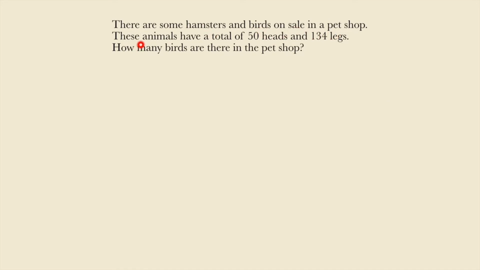There are some hamsters, that's 4 legs each, and birds, 2 legs each, on sale in the pet shop. These animals have a total of 50 heads. Hang on, is that another way of telling us that we have 50 animals altogether? Because each hamster and each bird has 1 head, right? So that's 50 animals here, and a total of 134 legs. How many birds are there?